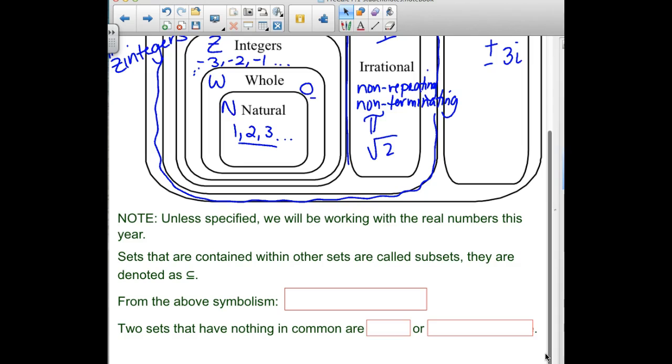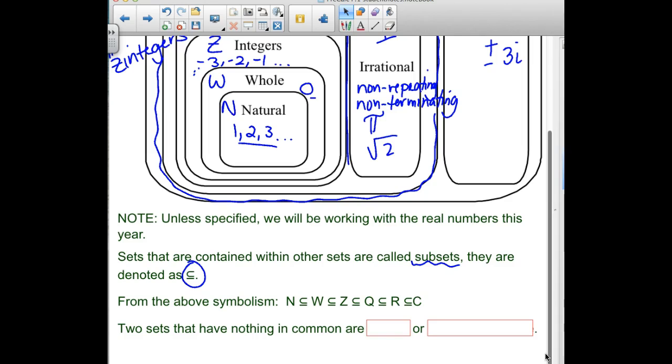All right, sets that are contained within other sets are called subsets. We've just been talking about all the different subsets of the real numbers. And this is the symbol for subsets. So we could look at this illustration and say natural numbers are a subset of the whole numbers, and whole numbers are subsets of integers. Using our symbols up there, we have the natural numbers, subsets of wholes, which are subsets of the integers, which are subsets of the rational, which are subsets of the real numbers, which are subsets of complex numbers.